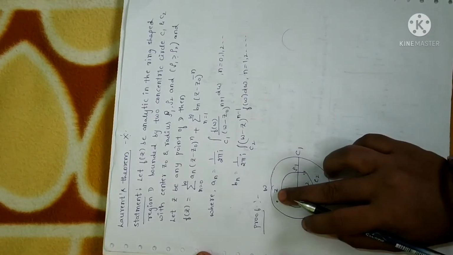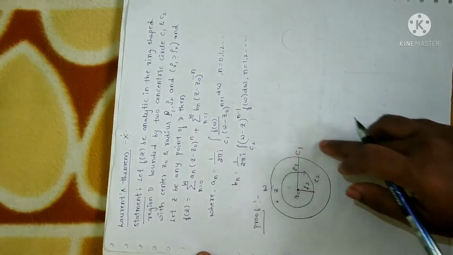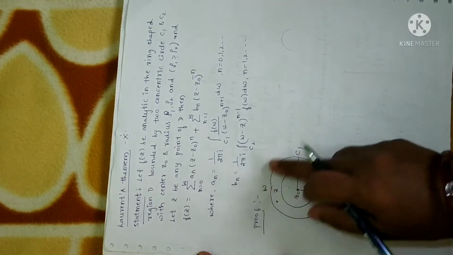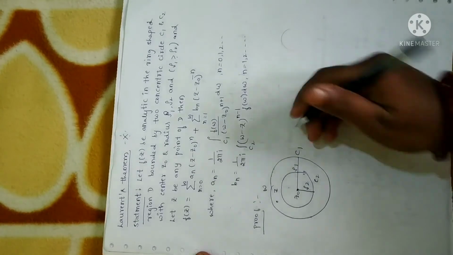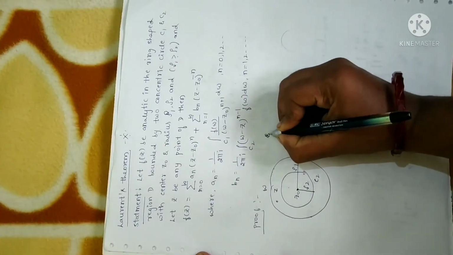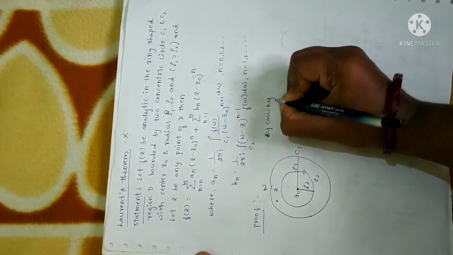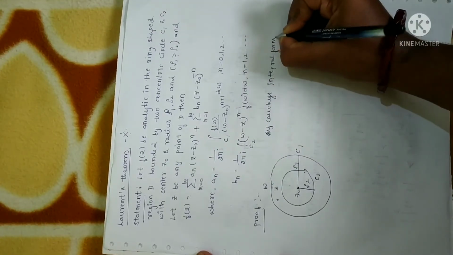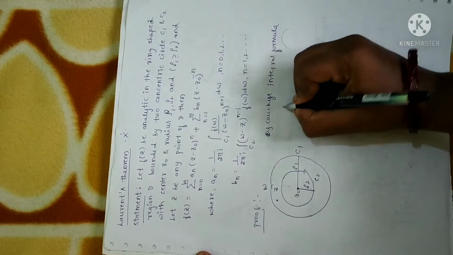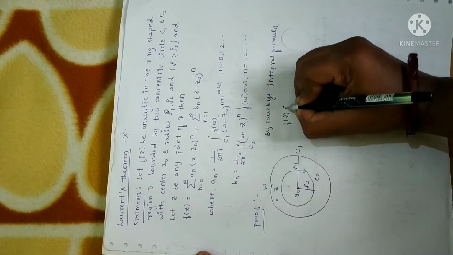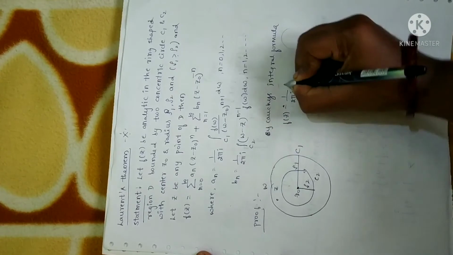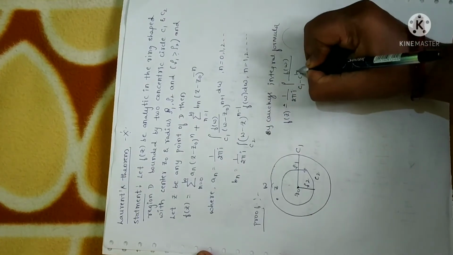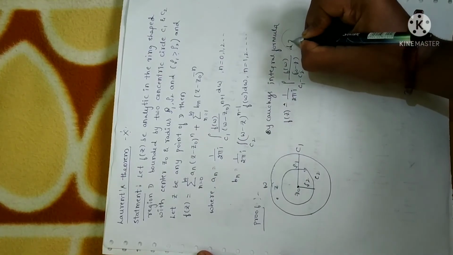Now let us consider z. Z be any point which is inside the ring-shaped region D. It is not exactly the circle. It is just a ring-shaped region between C1 and C2. Now, let us consider Cauchy's integral formula. By Cauchy's integral formula, we can write f of z is equal to 1 divided by 2 pi i into the integral over C1 minus C2 of f of w divided by (w minus z) into dw.